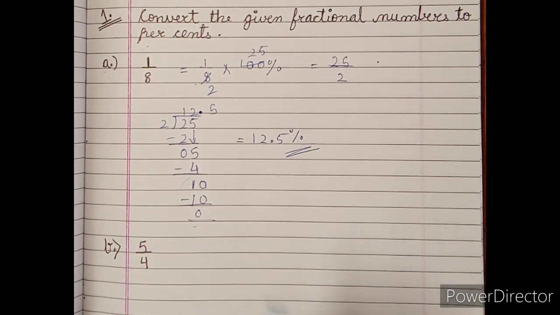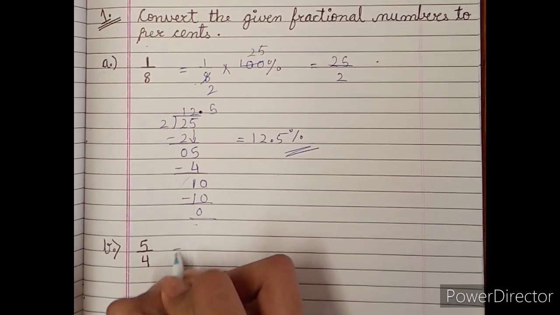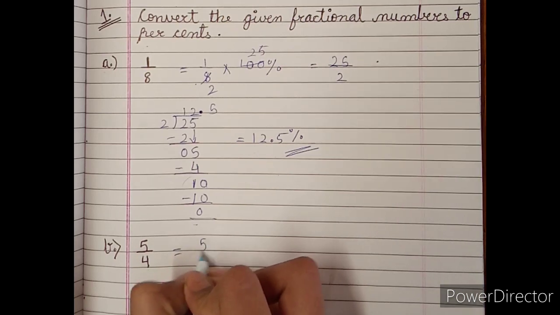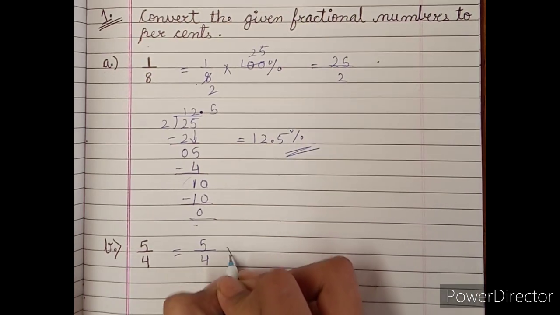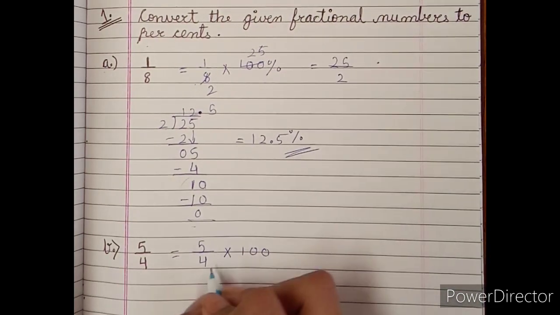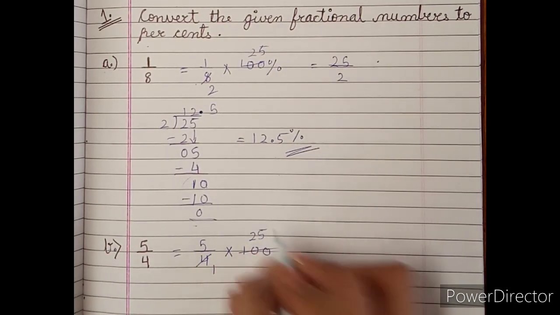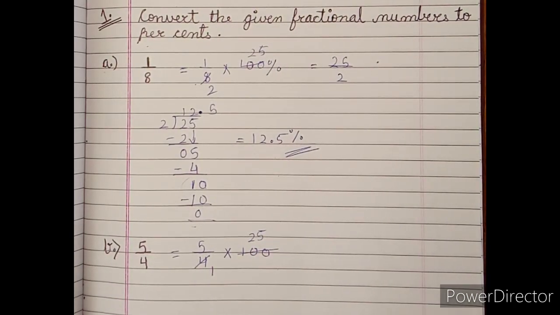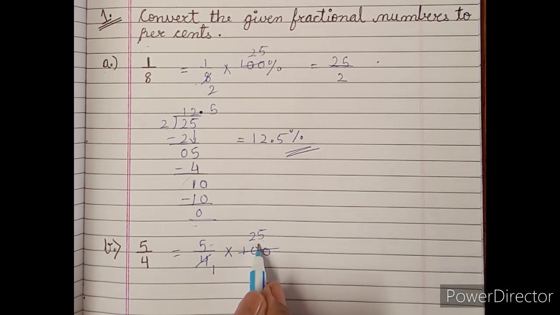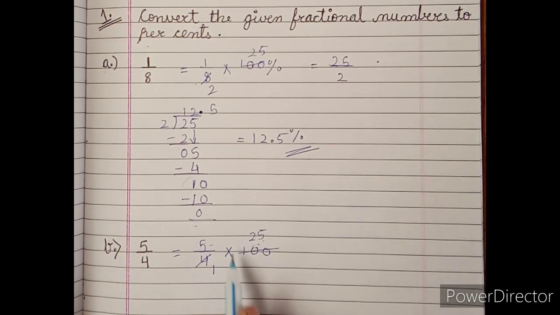Coming to the next sum, which is 5 upon 4. Here also we have to multiply 5 upon 4 with 100. So 5 upon 4 multiply by 100. Now here 4 and 100 get cut out. 4 ones are 4 and 4 25s are 100. Now 5 and 25 are left. So we'll multiply them because they are side by side.